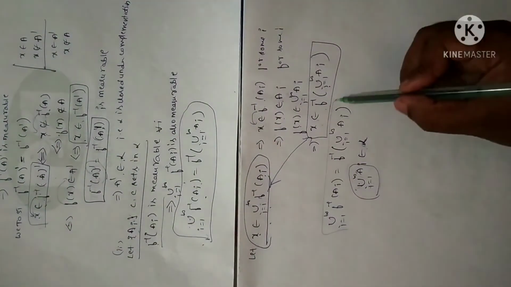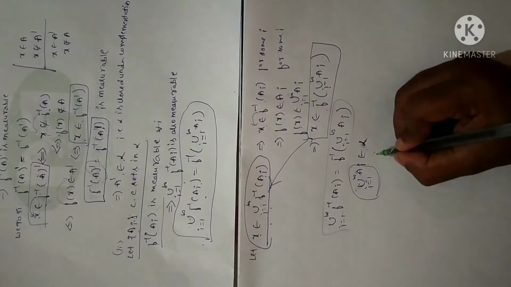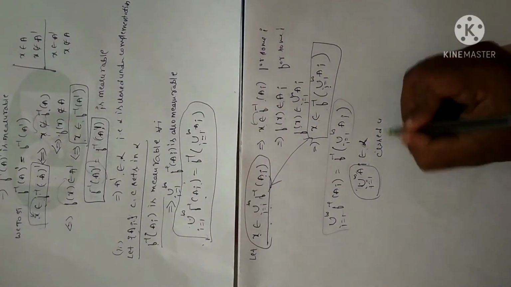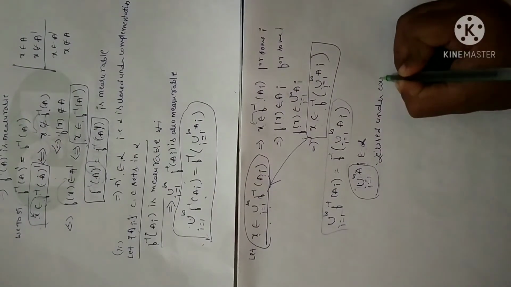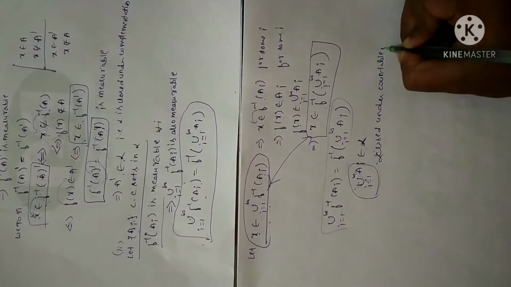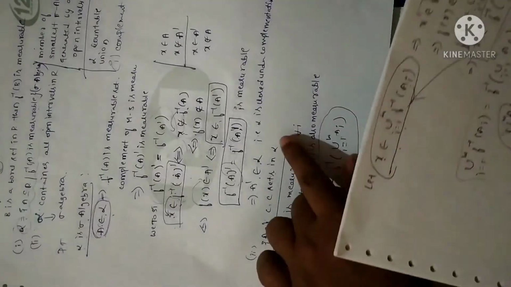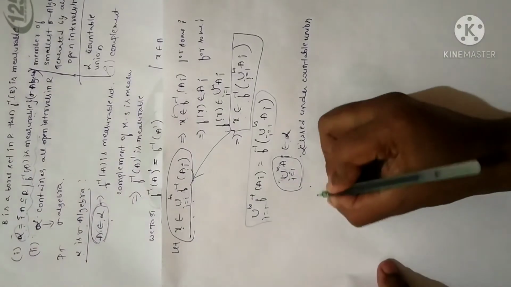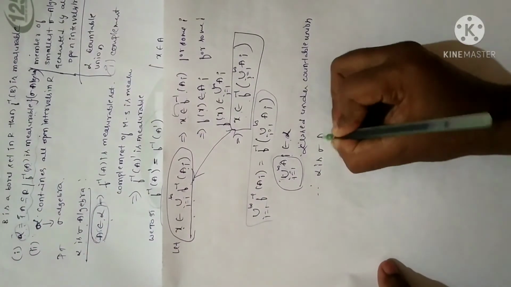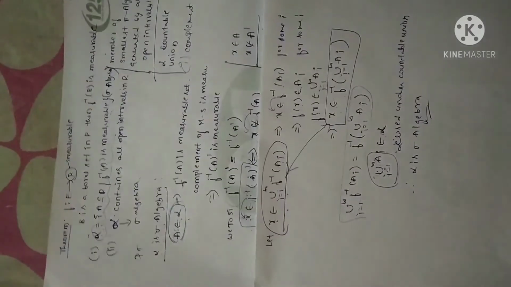As I already told you, if this condition is satisfied, I can say it is closed under countable union. Alpha is closed under countable union. So the first one is finished. First we have proved that it is closed under complementation. Second we have proved that it is closed under countable union. Therefore I can say alpha is a sigma algebra. The first condition we have proved.